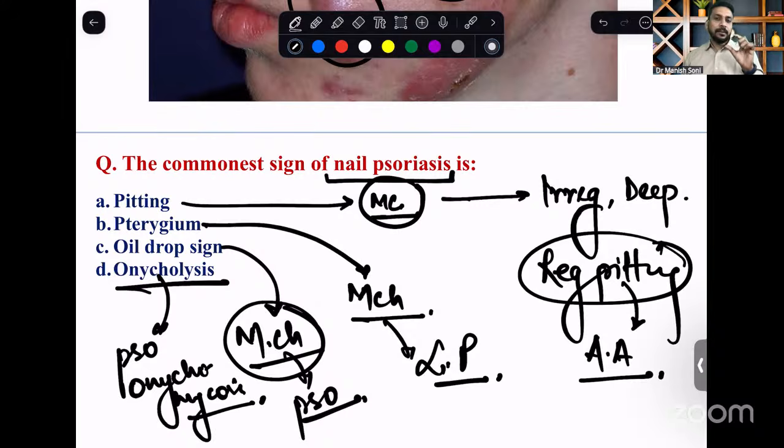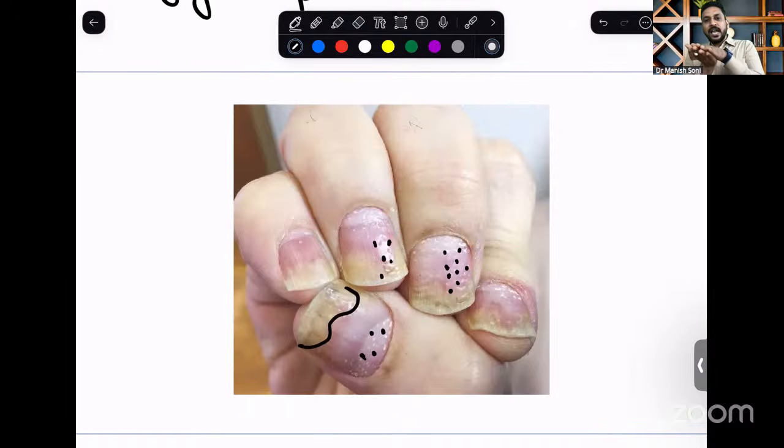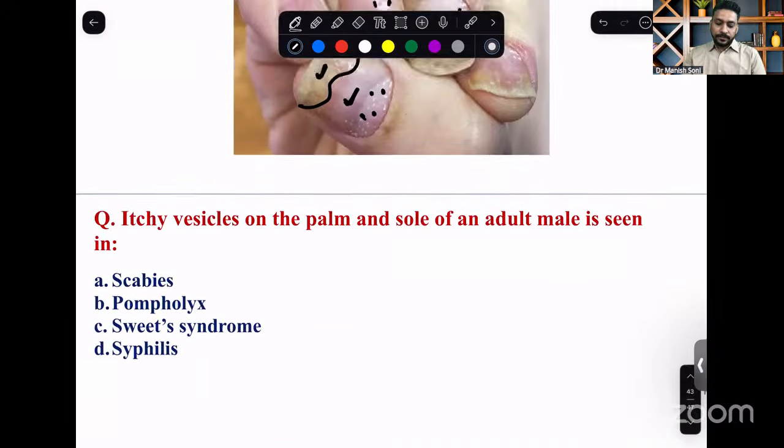But remember what the examiner is asking. If the examiner is asking the commonest in psoriasis, pitting; most characteristic in psoriasis, oil drop sign; most characteristic in lichen planus, pterygium. So here you can see these deep irregular pits which are present in a patient who is suffering from psoriasis. Along with there is onycholysis, due to which the nail plate has separated, and due to which it is appearing yellowish in color instead of pink color. So you can see pink color here, but yellowish color here. Why? Because of onycholysis. Leukonychia can also be seen.